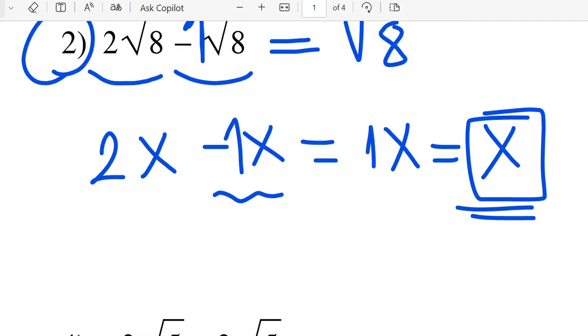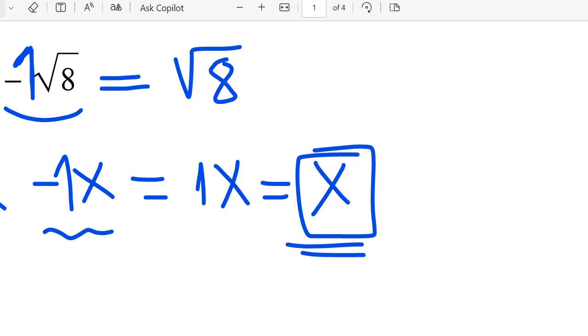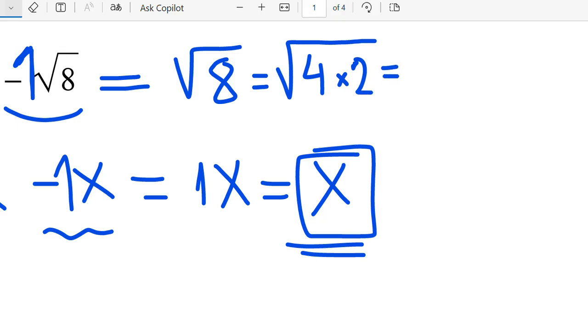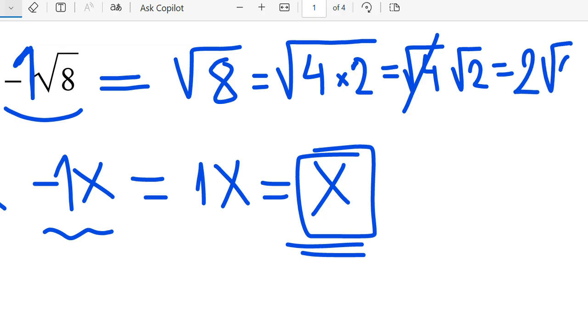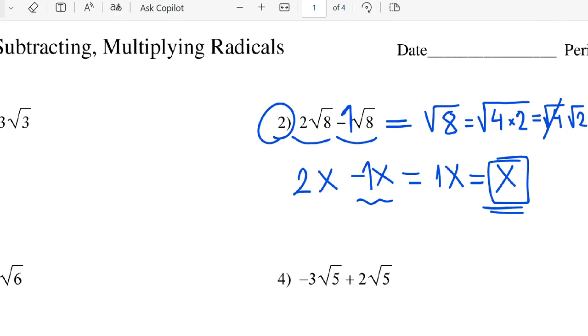But this can be simplified. Radical 8 can be simplified. What do we mean by that? What are the two numbers that we multiply to get radical 8? We can multiply 4 by 2 to give us 8, right? Now we split them. We learned that we split them into square root of 4 and square root of 2. Finally, we know that square root of 4 is 2, so 2 radical 2. That's it. We are done with the first question.